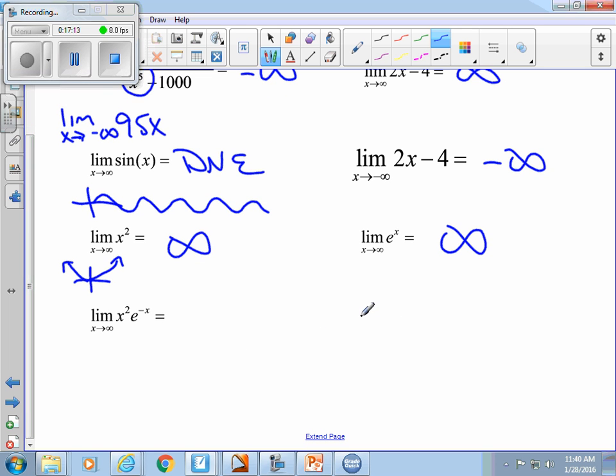Okay. Uh-oh. The limit as x approaches infinity of x squared times e to the negative x. Don't answer out loud. Think about it. I already thought about it. Well, then hold that thought for just a moment. Why is that e to the negative x? It is x squared e to the negative x as x approaches infinity.